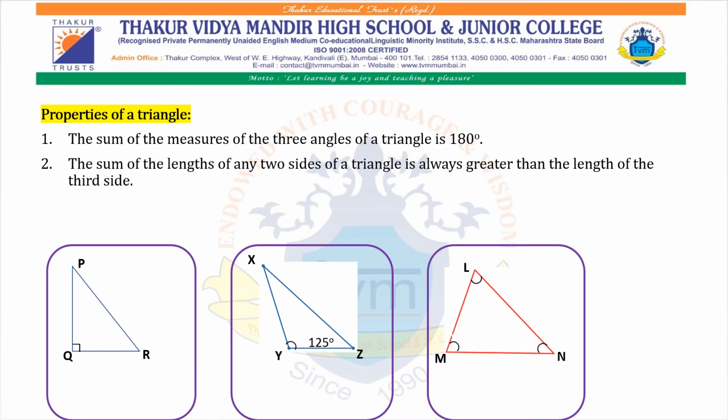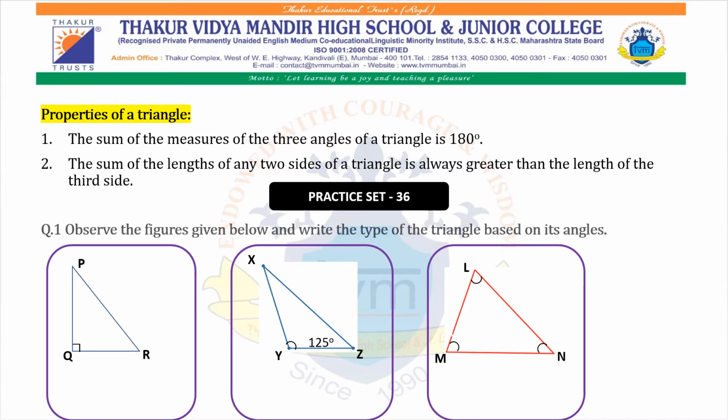Now we will see properties of a triangle. There are two properties. First property: the sum of the measures of the three angles of a triangle is 180 degrees. And the second property: the sum of the lengths of any two sides of a triangle is always greater than the length of the third side. Now we'll see practice set 36.